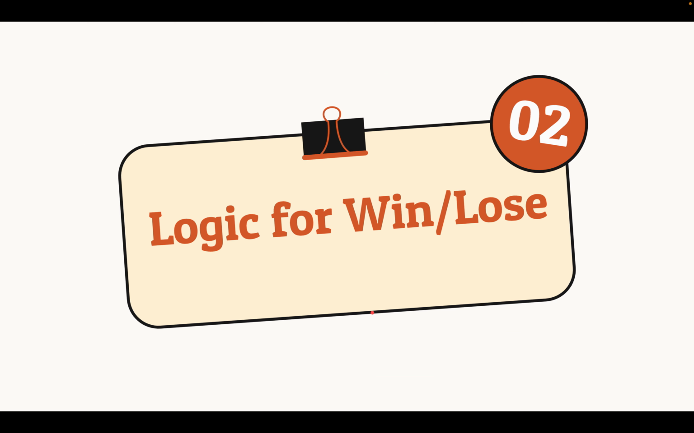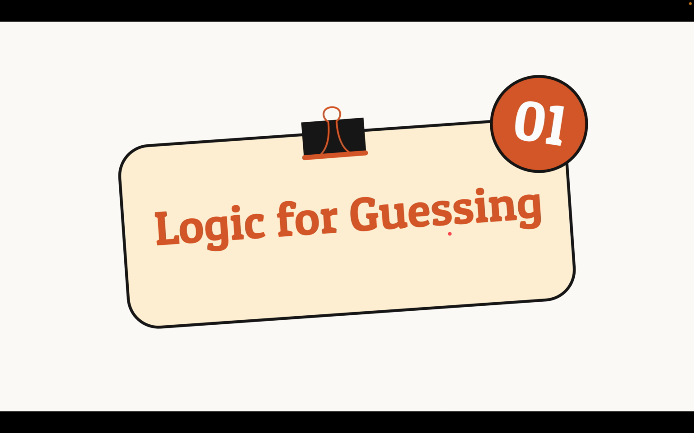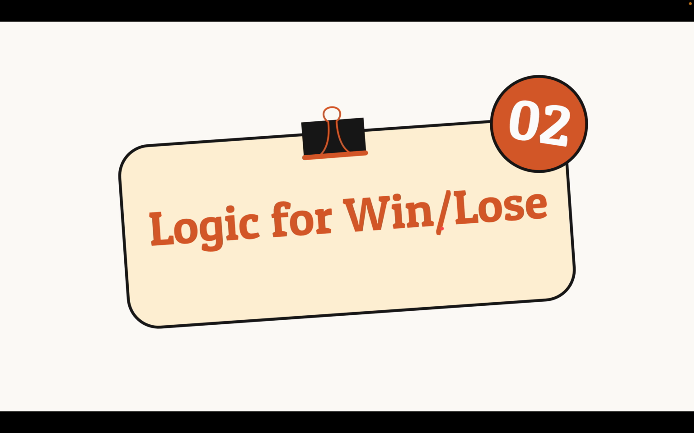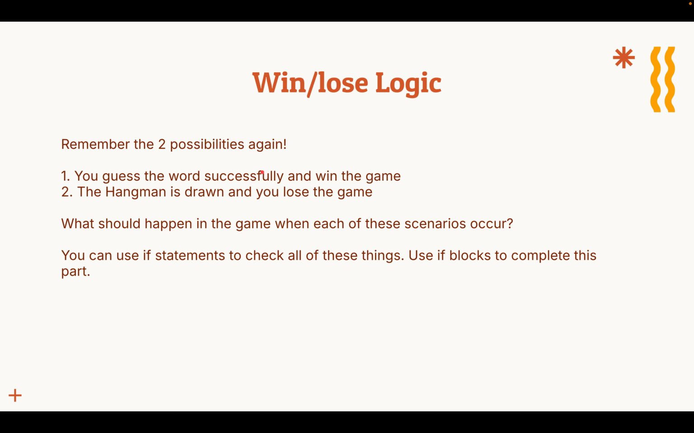Okay, good job guys. That was the first part of this lesson, which was the logic for guessing. Now let's go over the second part of this lesson, which is the logic for winning/losing. So remember that there are two possibilities. The first possibility is if the player guesses the word successfully and they win the game. And the second possibility is if the hangman is drawn and you lose the game. So what should happen in the game when each of these scenarios occur?